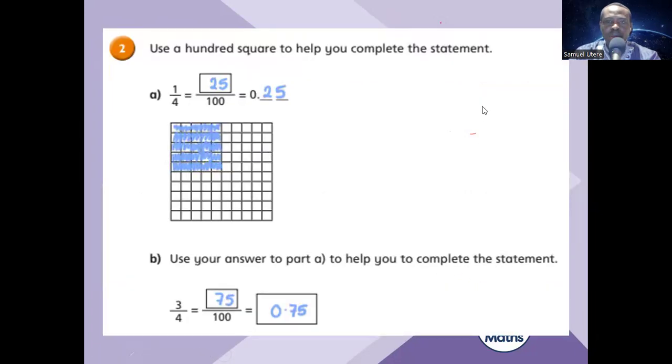Assuming you've paused the video and you've answered the questions, here are the answers. Let's discuss them. Here you were asked to use the 100 square to help you complete the statement. So remember what I said? Quarters split the 100 squares into lots of 25. So 4 parts, each being 25. So a quarter is 25 hundredths, which is the same thing as 0.25. And 3/4 is 75 hundredths, which is the same thing as 0.75.